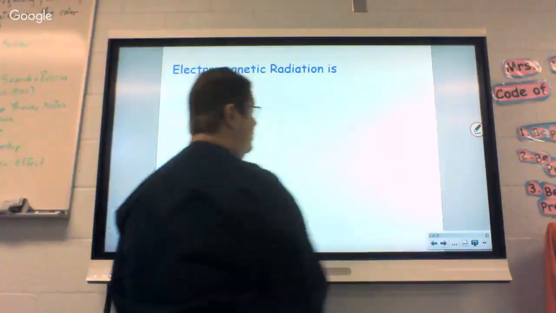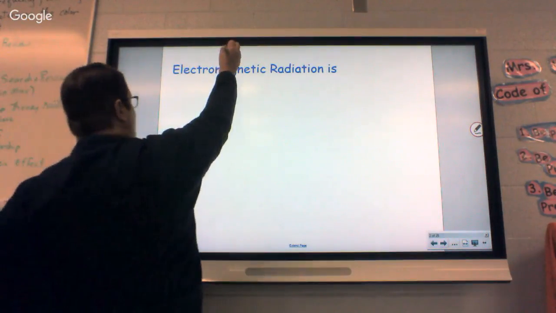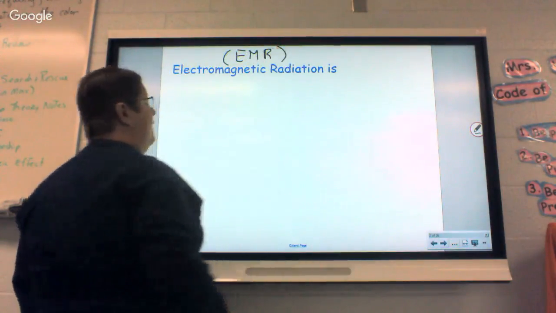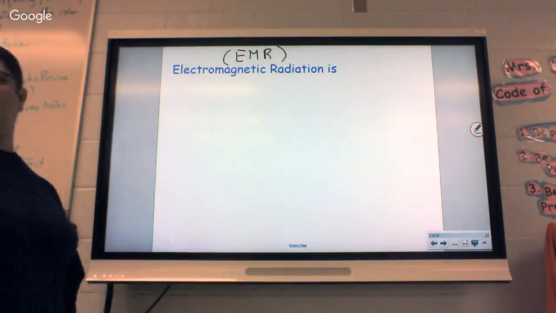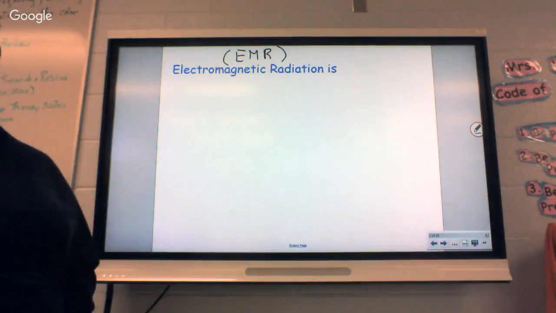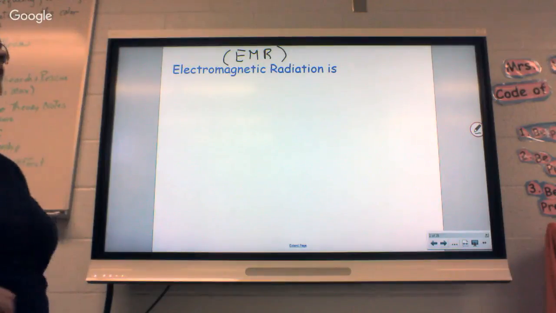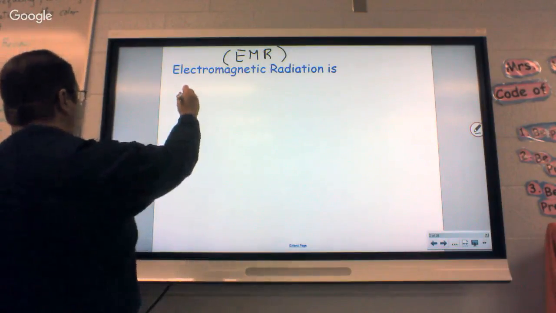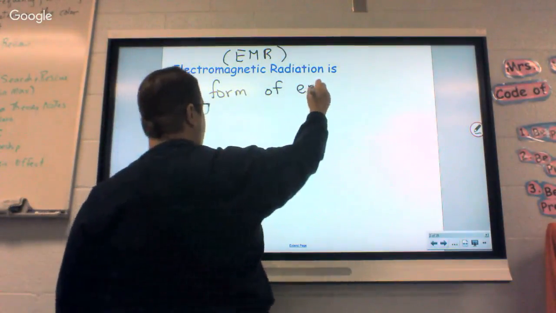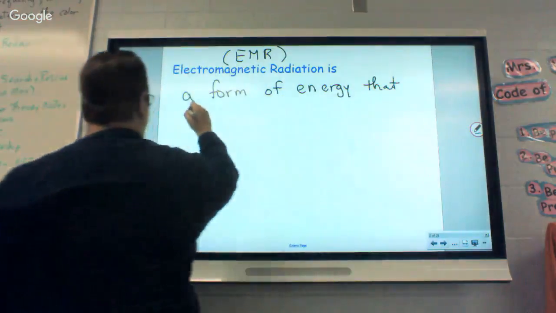All right, so first of all, what is electromagnetic radiation? You can abbreviate that EMR so you don't have to keep writing it out. If I ask you for this on a quiz, which I will do sometime later this week, the answer is not EMR, by the way. When I say what is electromagnetic radiation, don't write EMR. A lot of you will. It's a form of energy that travels through space.